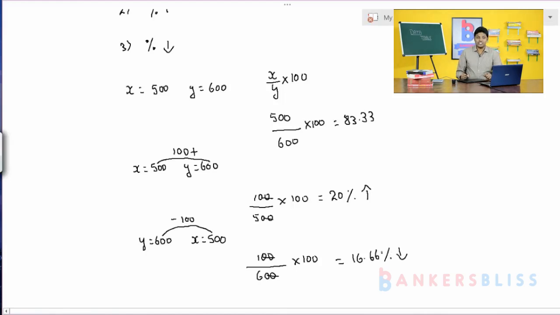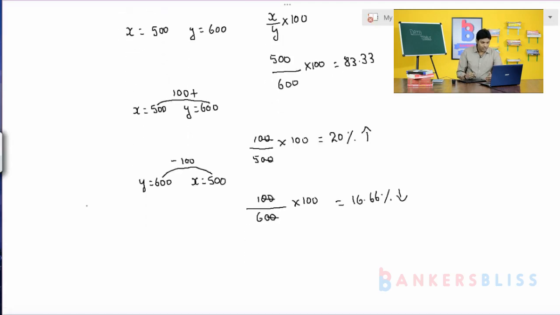16.66 percentage it is decreased. So these types of varieties you can expect in the data table. Next, the thing is ratio. So how to calculate ratio? See here, second method is ratio.